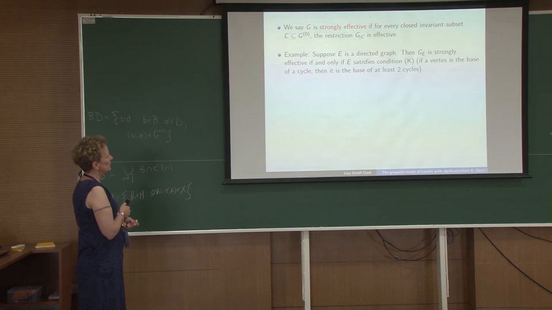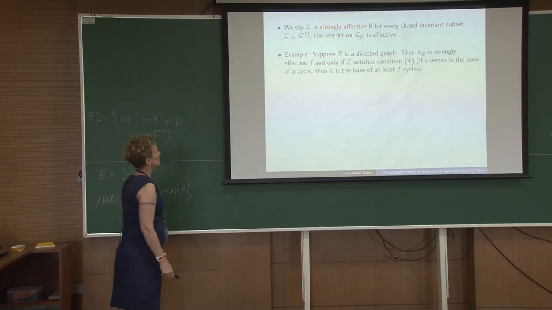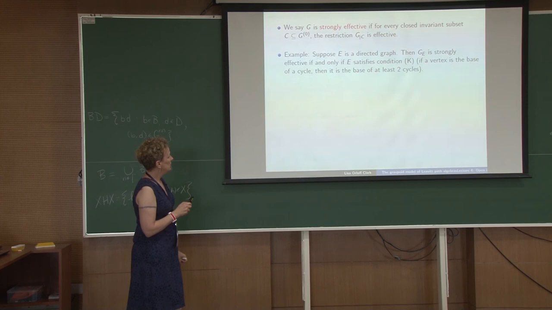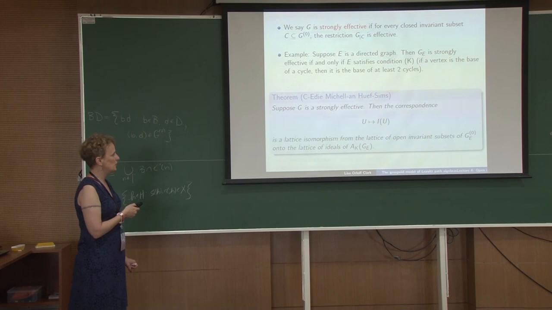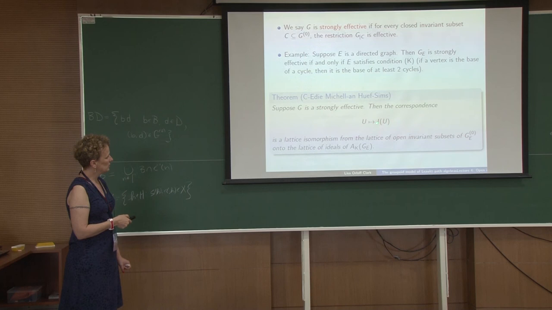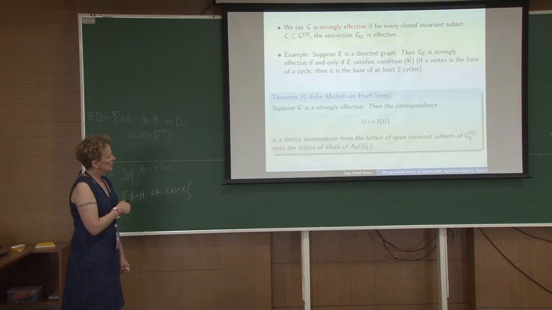But if you have a directed graph, then the boundary path groupoid is strongly effective if and only if it satisfies the condition. So you can prove that. I don't have the proof here. It's true. And then we have a theorem, by a number of people, that says if you have a strongly effective groupoid, then this correspondence between open invariant subsets and the ideal I of U, U to I of U, is in fact a lattice isomorphism from the lattice of open invariant subsets to the lattice of ideals in the Steinberg algebra. So in a strongly effective setting, these are all our ideals.